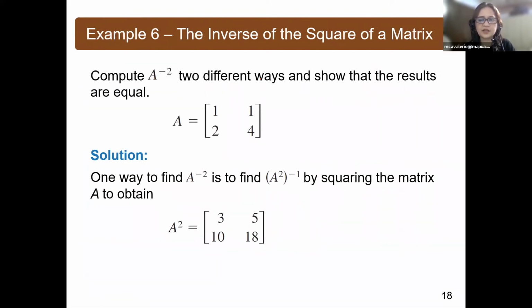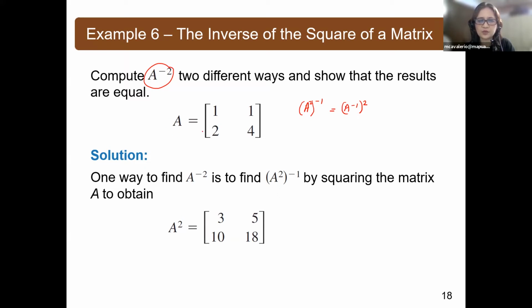Example, let us find the inverse of the square of a matrix. We're asked to find A raised to -2, and we can actually find it in two ways. Either we have the inverse of A square, which should be equivalent to the square of the inverse of A. So let us apply the first technique, which is the inverse of A square.